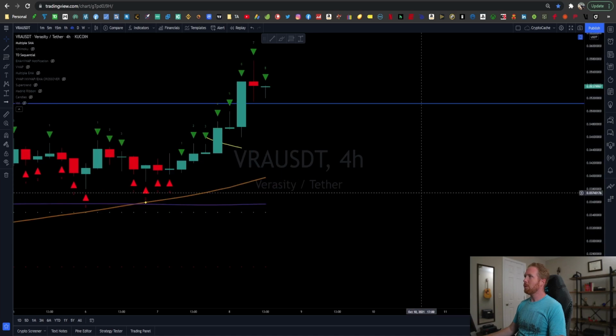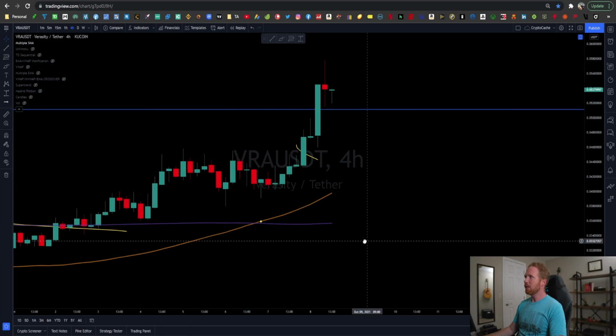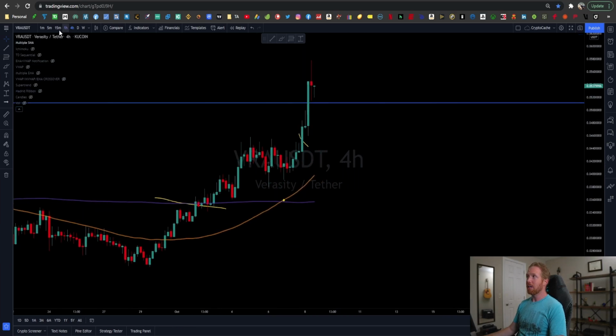So anyways, that's kind of where we're at with the 4 hour chart. We're up above the 50 and the 200-day simple moving average. Most coins are at that point right now that have at least moderately recovered. So all in all, in pretty good shape.